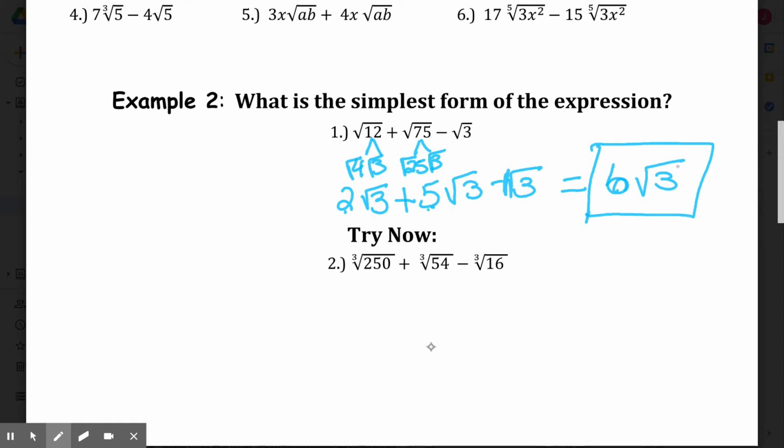Now you all try the next one and see if you understand how to do it. If you have any questions, let me know. Again, make sure you remember for this, your index is 3. So you need 3 of the same in order to take out a number. So you're taking out a group of 3 for each one. If you have any questions, let me know.